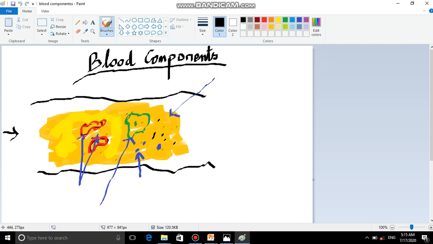What you see on screen is a cartoon diagram depicting the different components of the blood. Here I have made the different components of blood. Whatever you see in yellow is blood plasma. This is the background substance of the blood, the matrix. It basically consists of 90% water along with dissolved organic and inorganic substances. Different respiratory gases and digested nutrients are all dissolved in blood plasma.